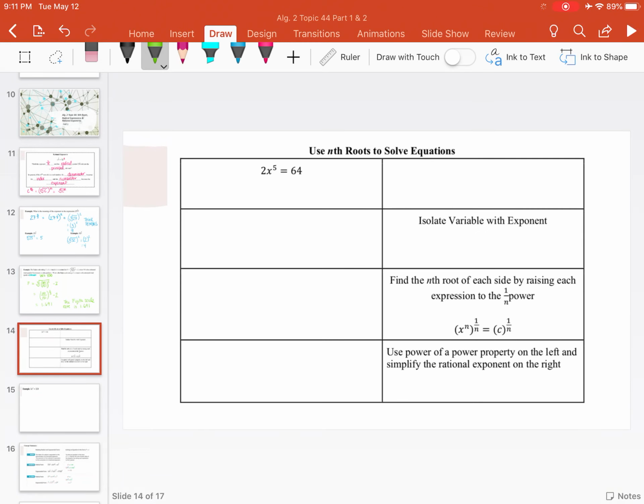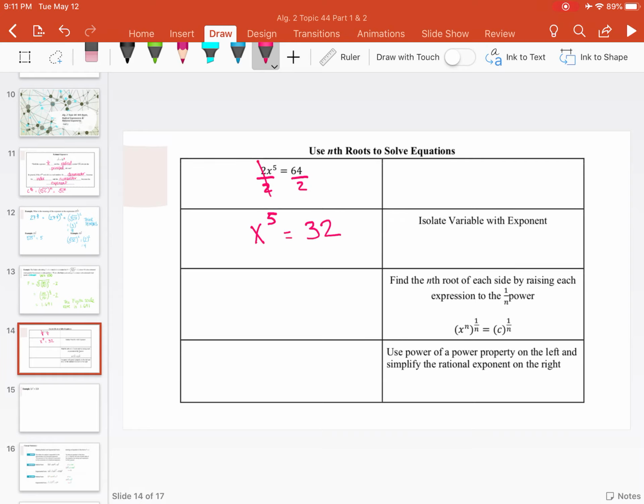Now lastly, let's use nth roots to solve equations. If we have 2x to the 5th equals 64, what do we want to do right off the bat? Well, we want to solve for x, so we want to isolate it. So what I'm going to do first is divide both sides by 2. So I'm left with x to the 5th equals 64 divided by 2, or 32.